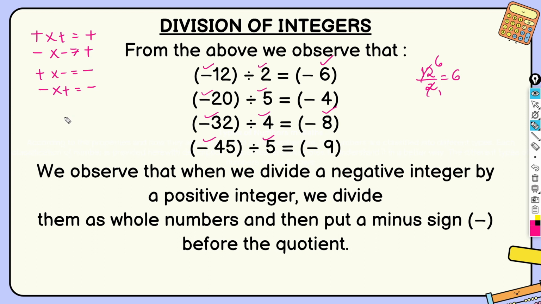Similarly in division also, plus divided by plus will be equal to plus, minus divided by minus is equal to plus, plus divided by minus is equal to minus, and minus divided by plus is equal to minus. If there are two different signs, the result will be minus, and if there are two same signs, the result will be plus.